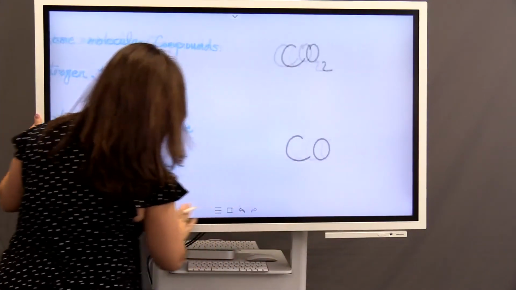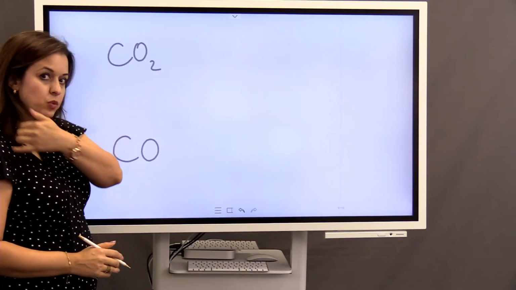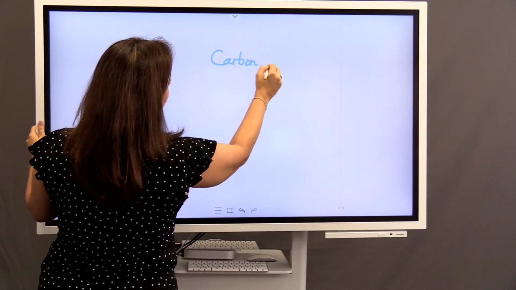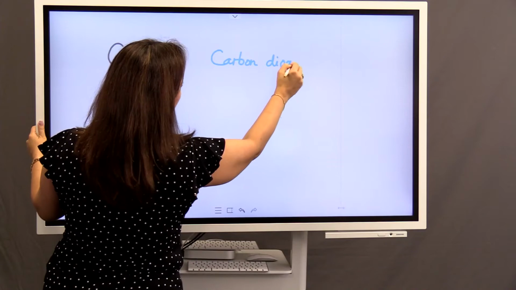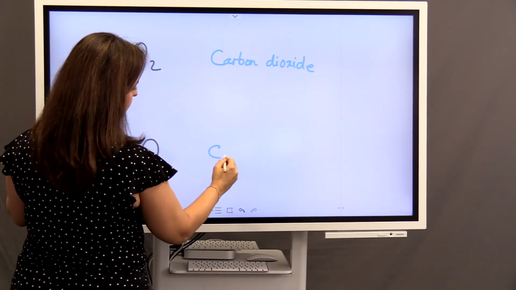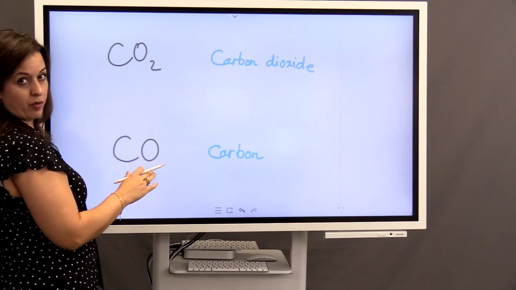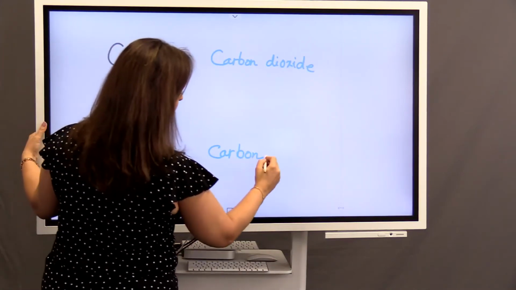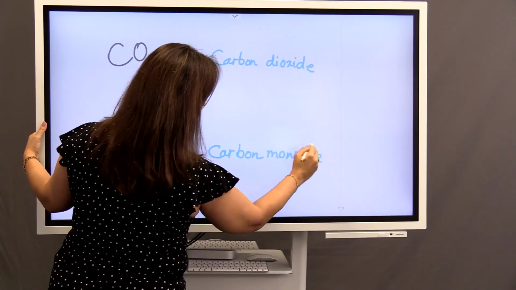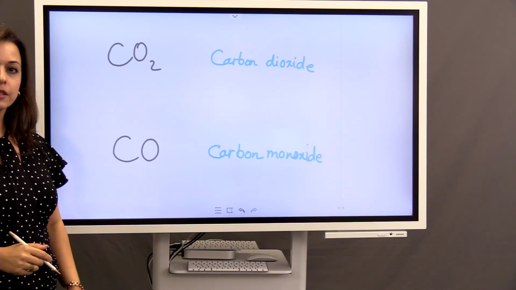Let's finish with these last 2 compounds. This is our famous what? Carbon dioxide. And this is carbon. Don't forget, we don't use mono for the first element. And the second one is monoxide. We don't use mono for the first, but we use it for the second element.